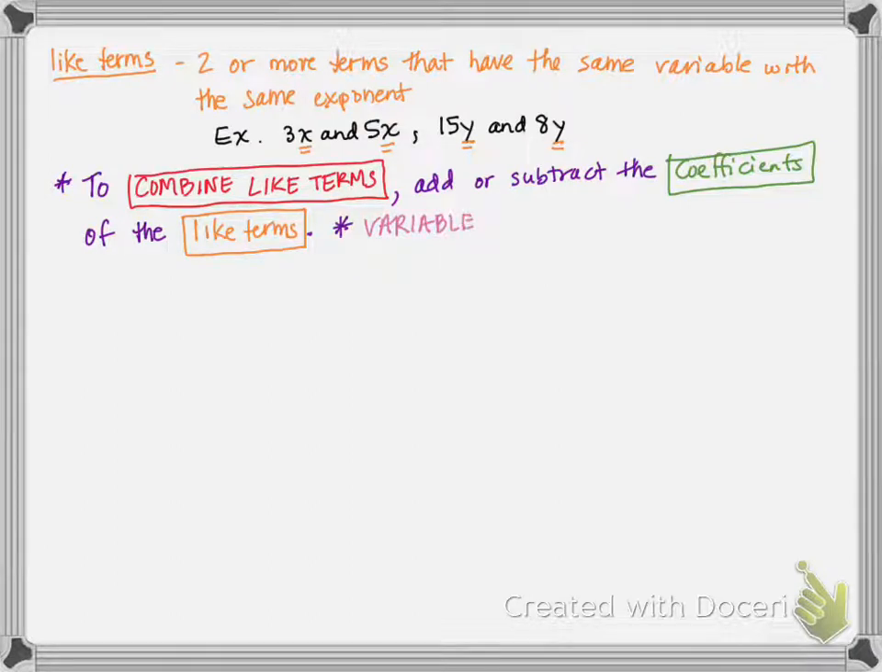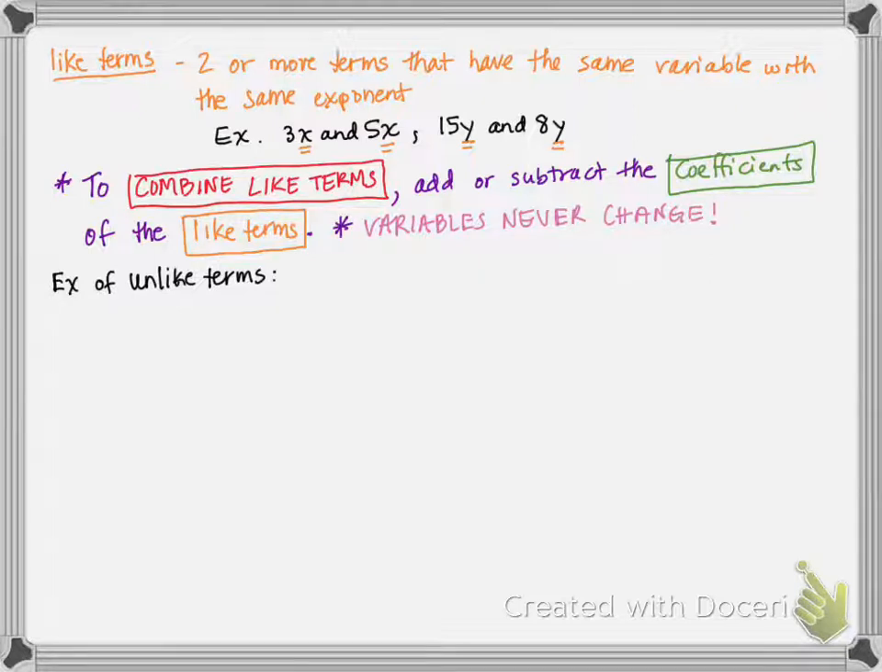Variables never change. Okay? So I did talk about terms that look like terms, the 3x and 5x, and then the 15y and the 8y. But what I didn't do was show you some examples of unlike terms. Let me change my color here. Examples of unlike terms. If you have unlike terms, then you can't combine them. Okay, it's only like terms you can combine.